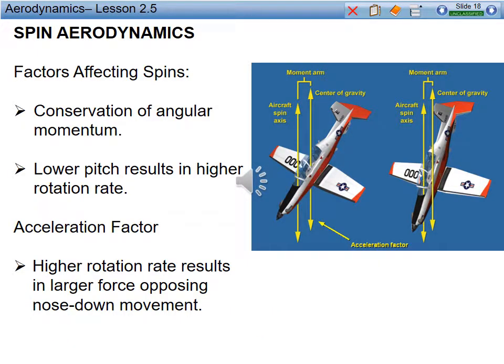Spin aerodynamics, just like a figure skater over at the Olympics, factors that are going to be affecting that spin. Conservation of angular momentum: lower pitch rate results in a higher rotation rate, and then some acceleration factor in there. Take into account how far that angle is between the spin rotation axis and the center of gravity. Higher rotation rate results in larger forces that are needed in order to oppose that nose down movement.